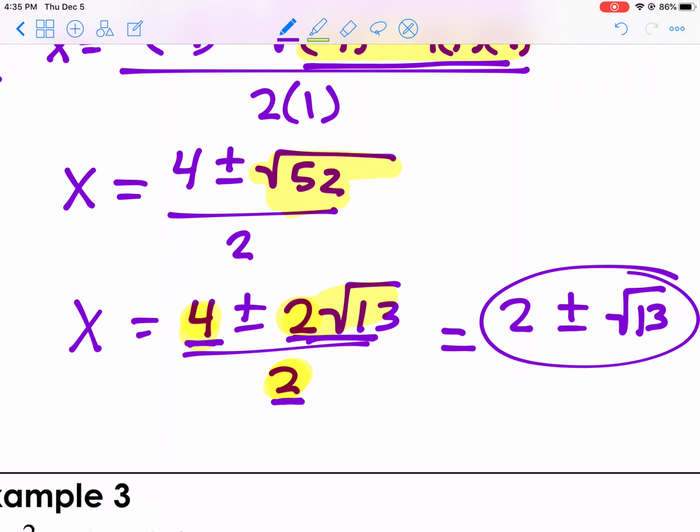So here I have 2 answers, 2 plus the square root of 13 and 2 minus the square root of 13. These are both real solutions. Our discriminant is positive. Okay, let's try another one.